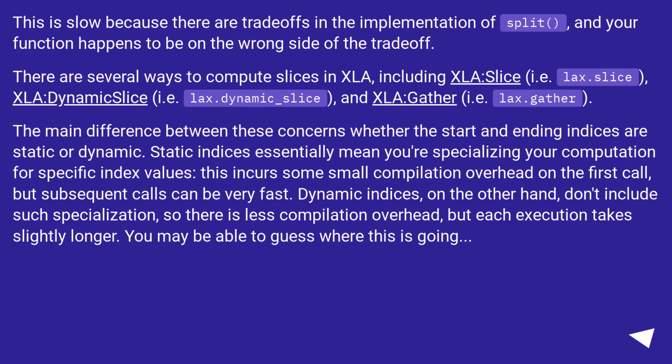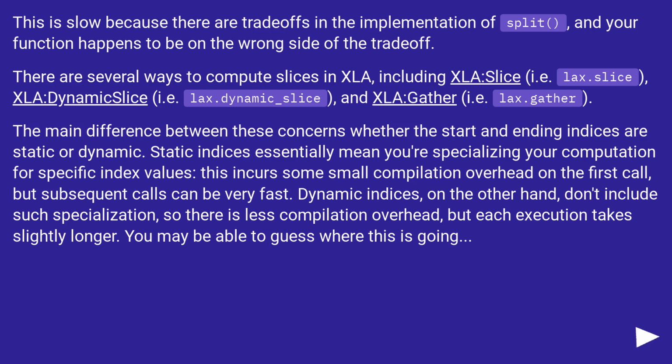This is slow because there are trade-offs in the implementation of split, and your function happens to be on the wrong side of the trade-off. There are several ways to compute slices in XLA, including XLA slice, i.e. lax.slice, XLA dynamic slice, i.e. lax.dynamic_slice, and XLA gather, i.e. lax.gather. The main difference between these concerns whether the start and ending indices are static or dynamic.